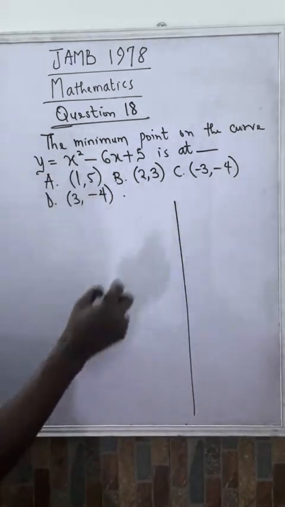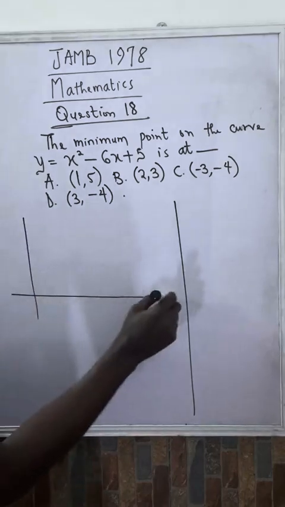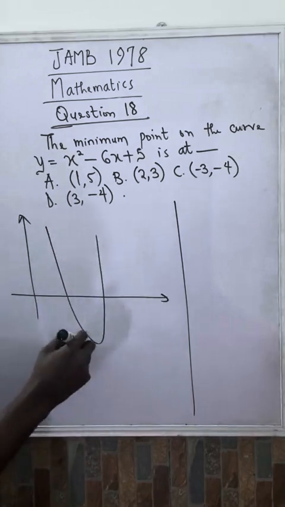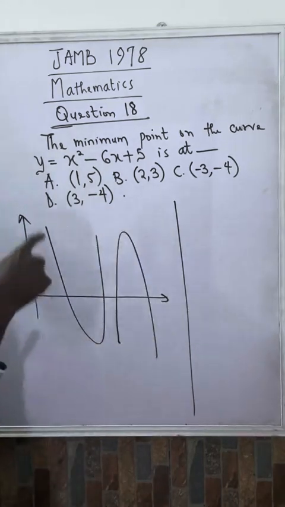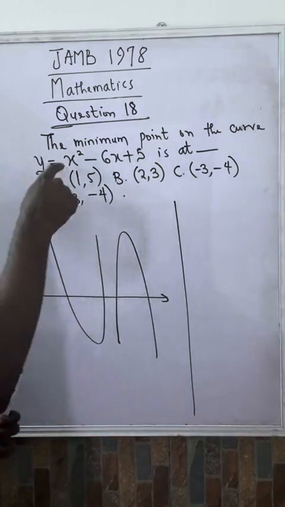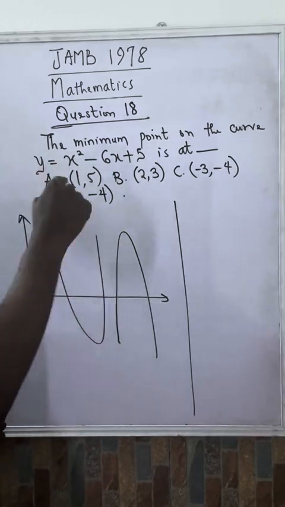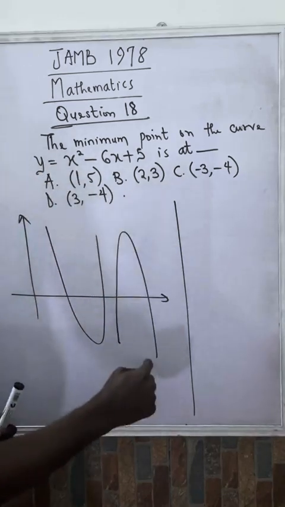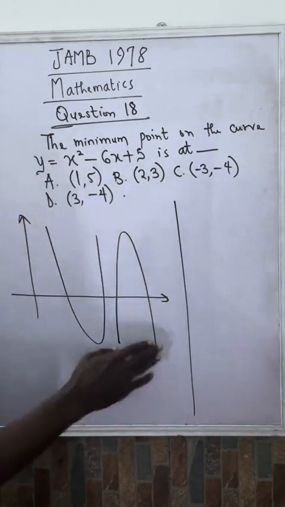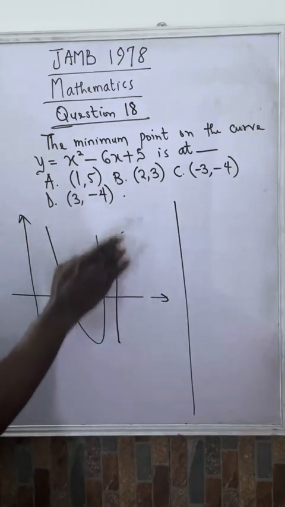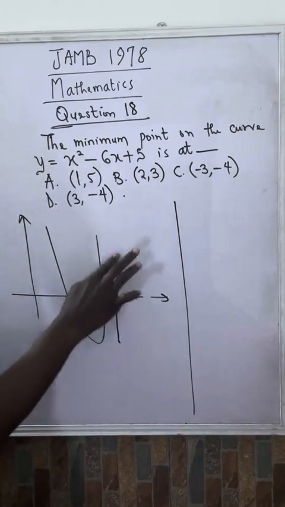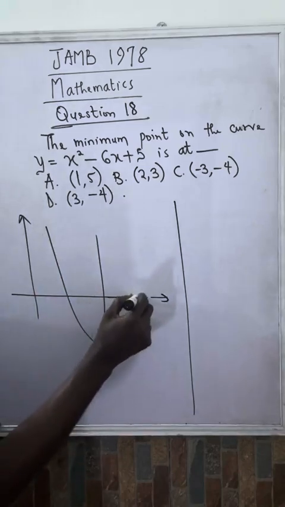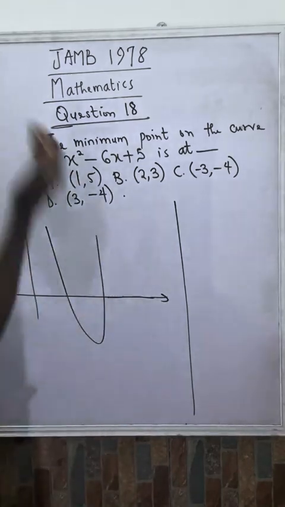What do you even mean by minimum point? If I draw a graph of a quadratic, a graph of a quadratic can either be U-shape or at times N-shape. So when is it U-shape? That's if the coefficient of x squared is positive. But if the coefficient of x squared is negative, that's when you have N-shape. For this case, we have a positive coefficient, so that will give us a U-shape. So the graph will open upward.